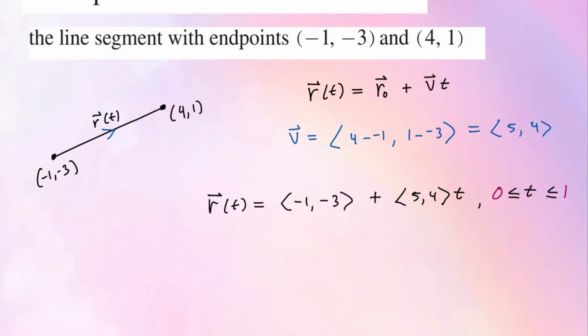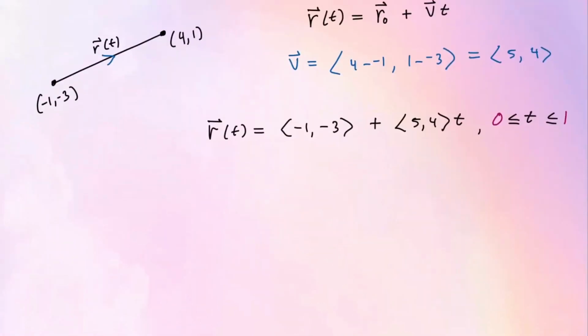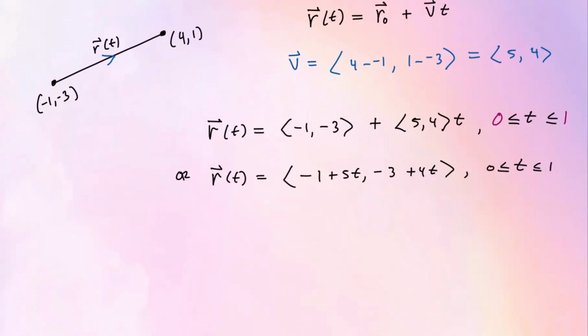So t will range from 0 to 1. So this is one way to write the equation of r of t. We parameterized this line segment. Now you can also write it in the following way, component-wise. The x component will be -1 plus 5t, and the y component will be -3 plus 4t. Again, we're going to let t go from 0 to 1. So that will be another way you can write the parametrization of a line segment going from point A to point B.